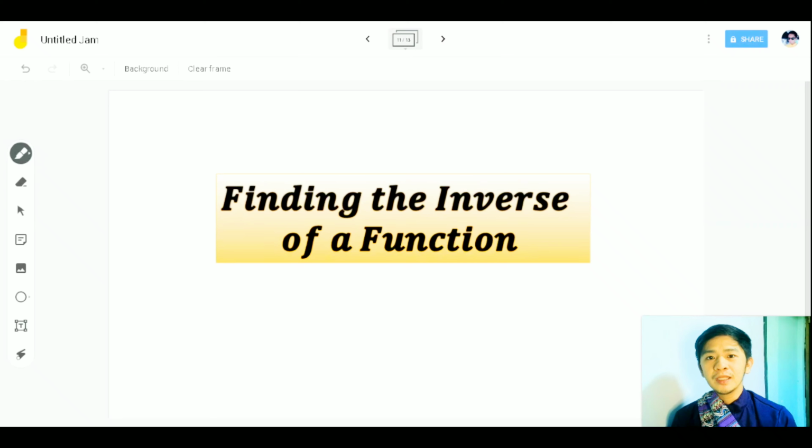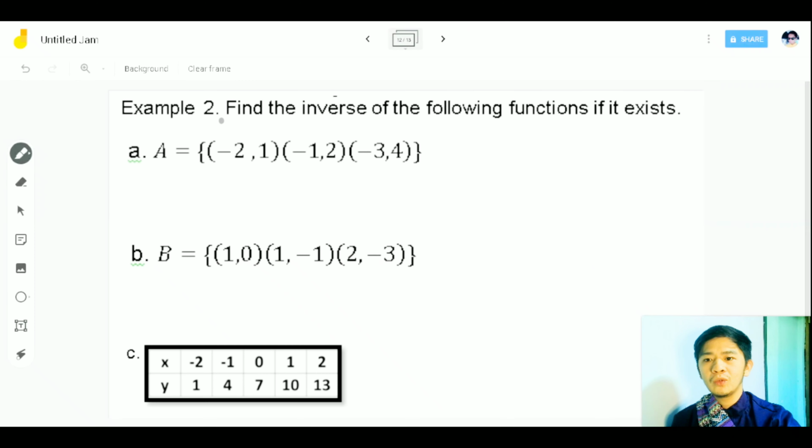Okay? At this point in time, we will find the inverse of a function. So, this is the example number 2. Find the inverse of the following functions if it exists. So, letter A, set A is equal to negative 2, 1, negative 1, 2, negative 3, 4.